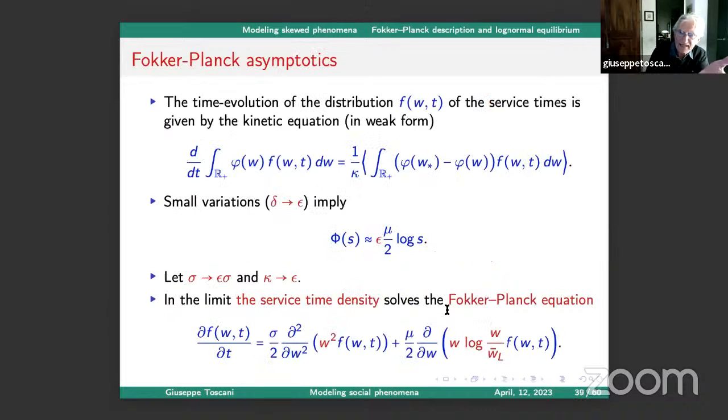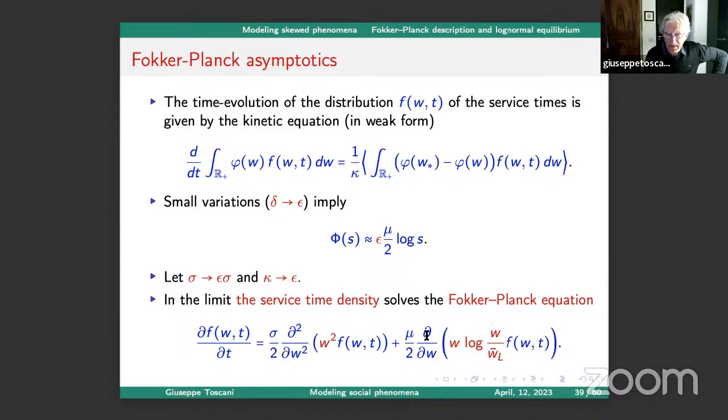And then you write, as before, the linear Boltzmann equation, in which you insert this value function, and then you do the grazing-limit collision, and you arrive at the Fokker-Planck equation I presented before, which is given by this Fokker-Planck equation, in which you have a diffusion which depends on the square of the variable, and a drift which is given in terms of w logarithm of w over w_L.